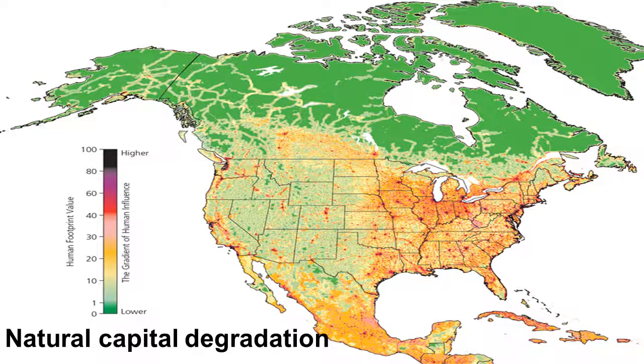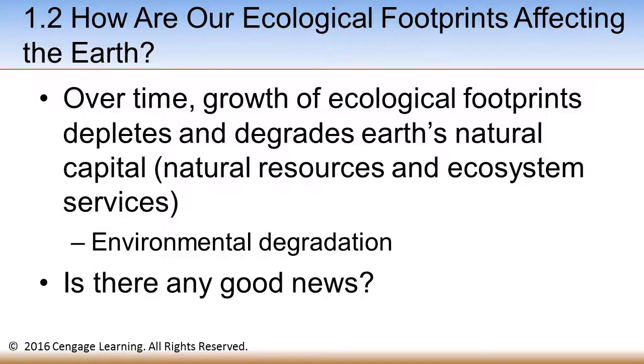This is a figure depicting the percentage of area influenced by human activities in the United States. The human footprint value is depicted on the left side of the graphic, right here, ranging from 0 to 100. So how are our ecological footprints impacting the earth and the environment? Basically, anytime our ecological footprint exceeds the biological capacity of a given region, it creates environmental degradation.